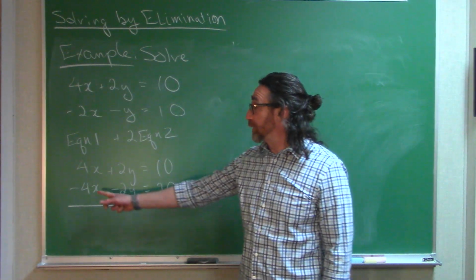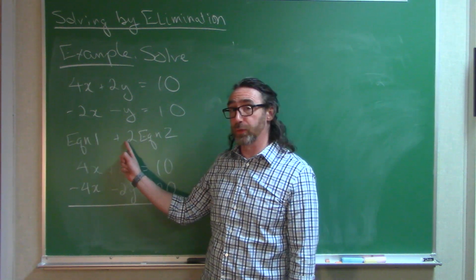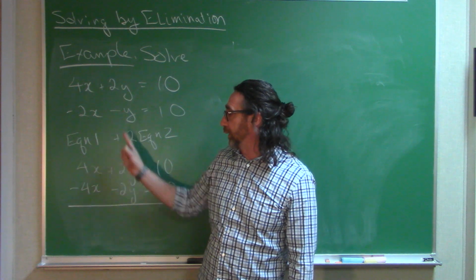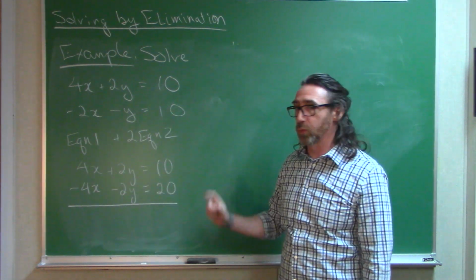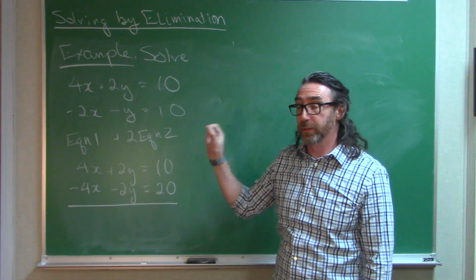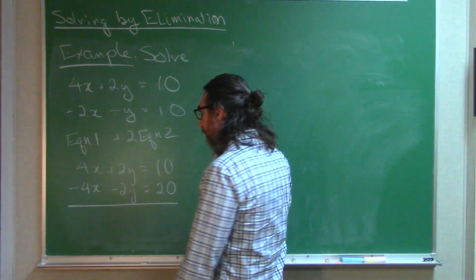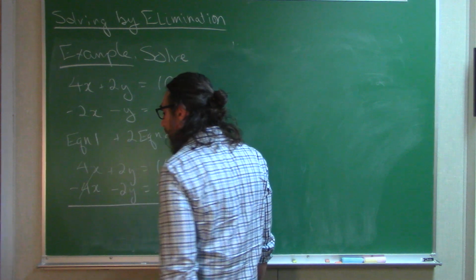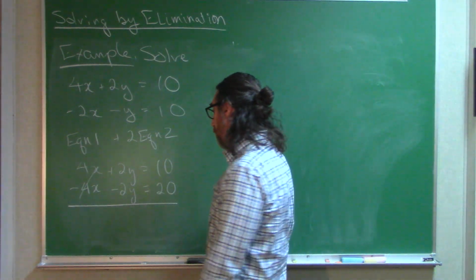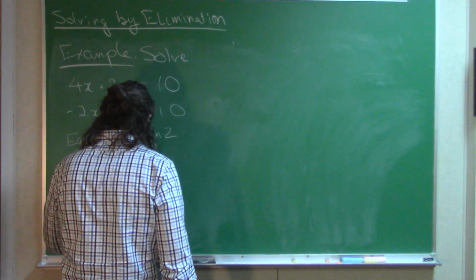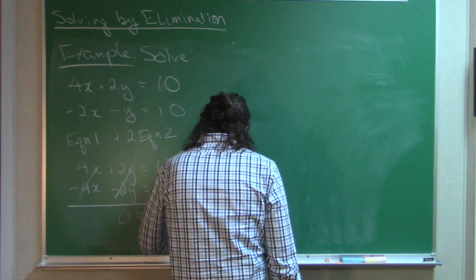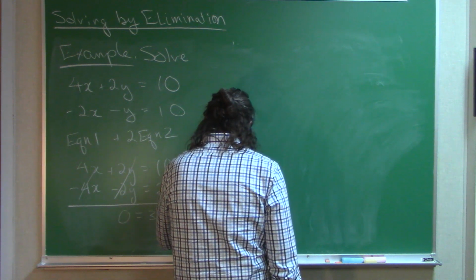Remember, every term gets hit with this multiplier. Here, you get a negative 4x. Here, you get a negative 2y. Here, you get a 20. Don't forget, every single term, including the thing on the other side. So the x's cancel. Now, unfortunately, what happens here is the y's also cancel, so the left-hand side is 0, and the right-hand side is 30.